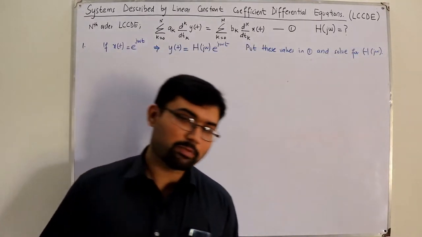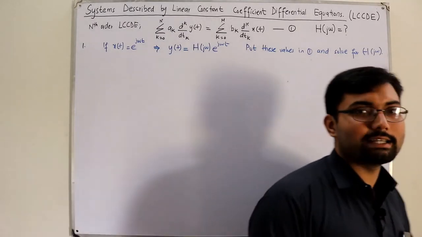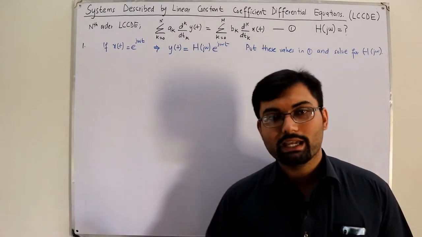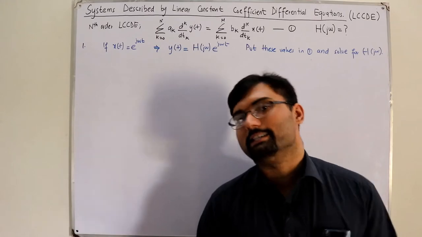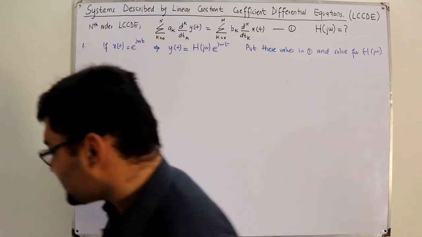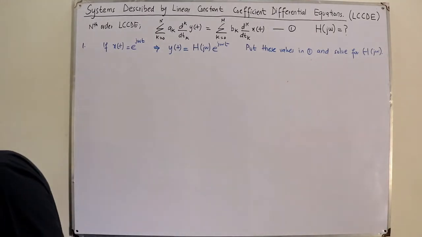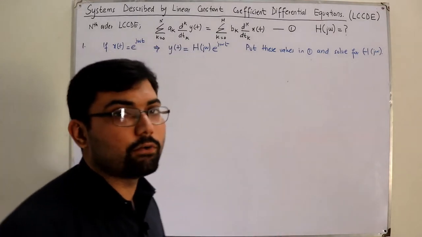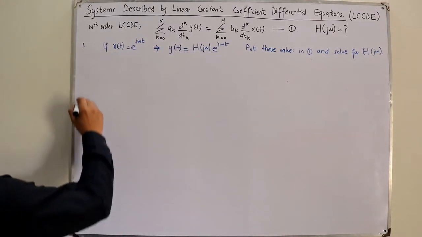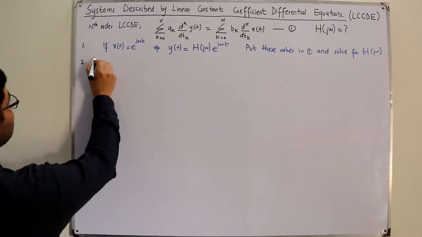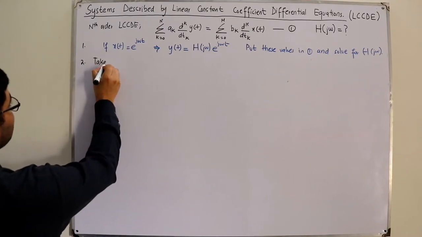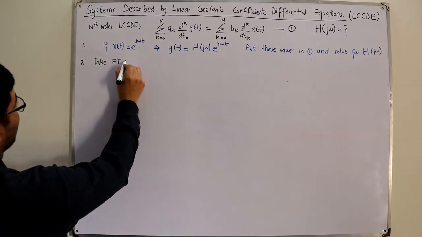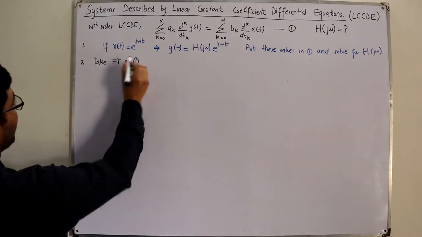So for people like me, everybody has an alternative method. We have a method number two. We'll do it together. Yes. So the second method is, now we have a tool, that is the Fourier transform tool. So in method number two, we do what? We take the Fourier transform of equation number 1.